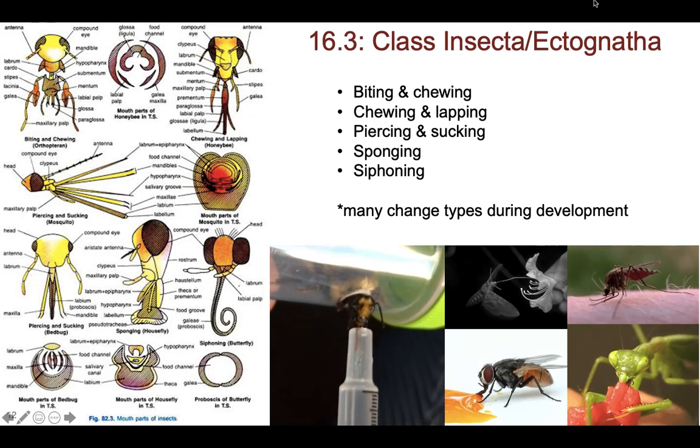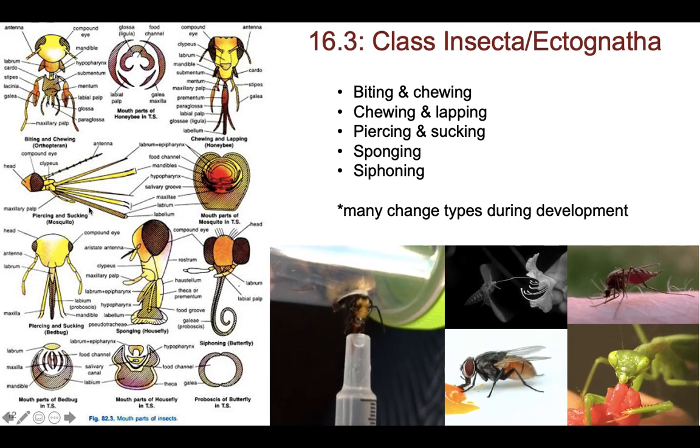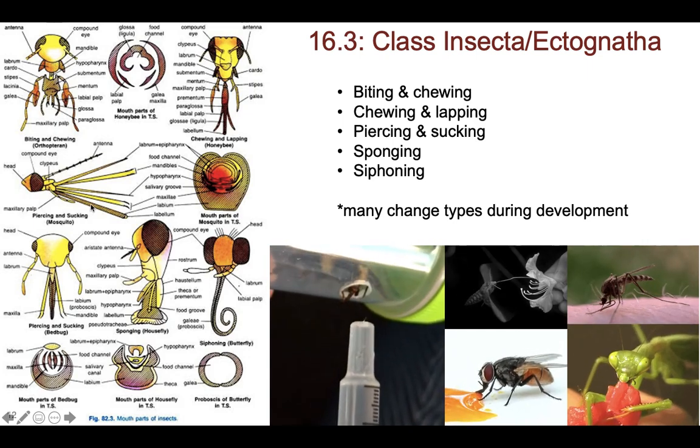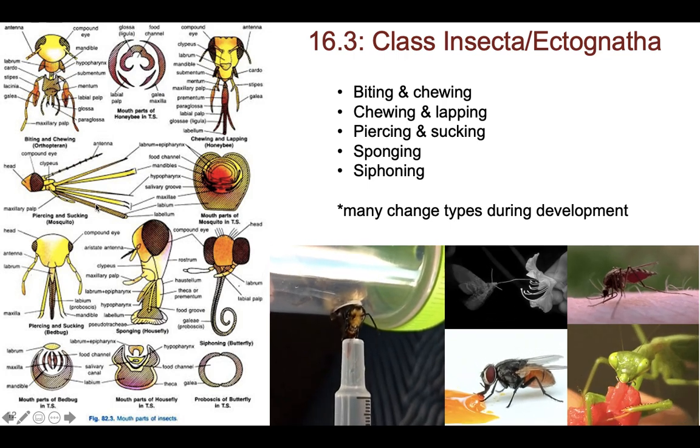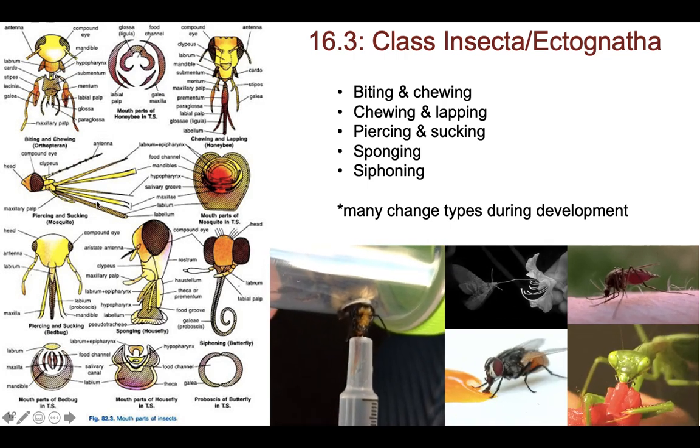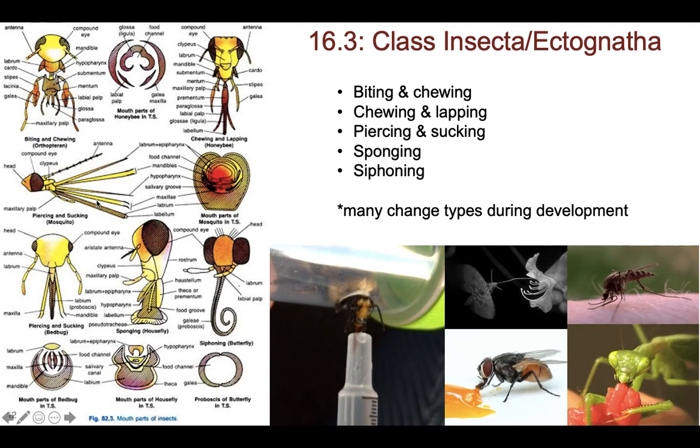So a lot of flies have piercing, sucking mouth parts like mosquitoes, and a lot of the true bugs, which we're going to talk about in a little bit, like things like aphids and mealybugs, also have piercing, sucking mouth parts, but they use them on plant tissue rather than animal.